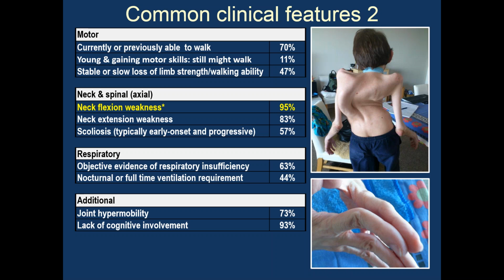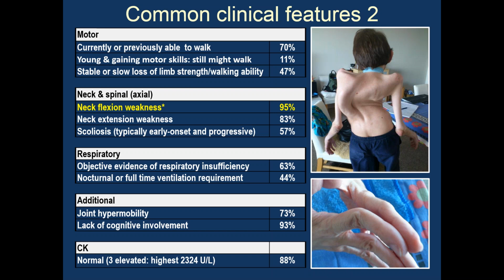And really important to know also is that there's a lack of cognitive involvement in almost everyone. There's just one family with 2 boys who have very mild cognitive impairment, and that may be unrelated to this condition. And the CK, the creatine kinase level that we often measure and can be high in some forms of muscular dystrophy, is usually normal in this particular condition. The highest level we've measured is just over 2,000, but only 3 are actually above the normal range. So usually the CK is normal, and again, that's useful for us to know diagnostically.